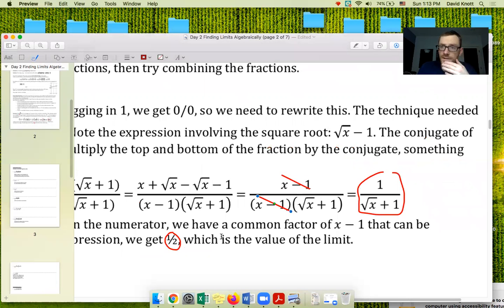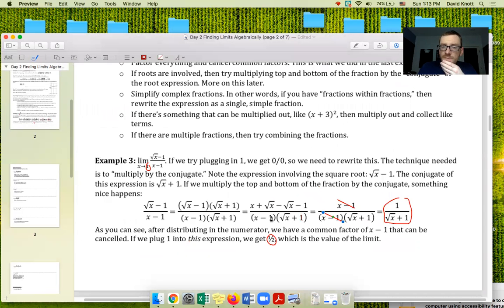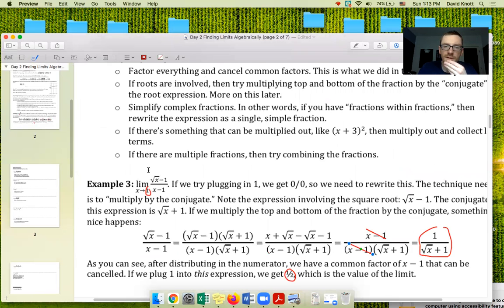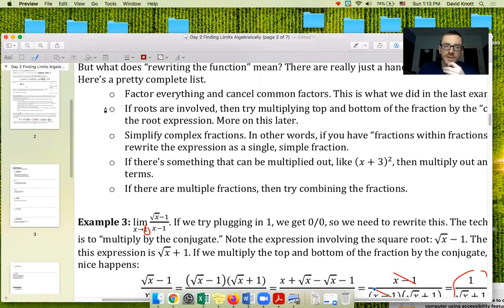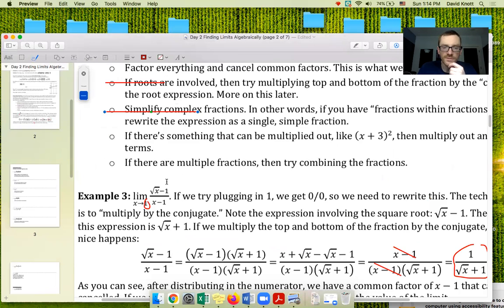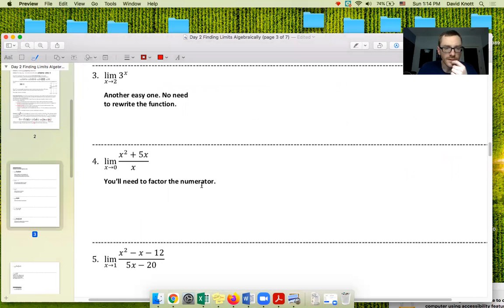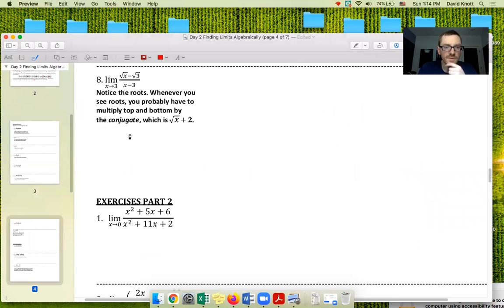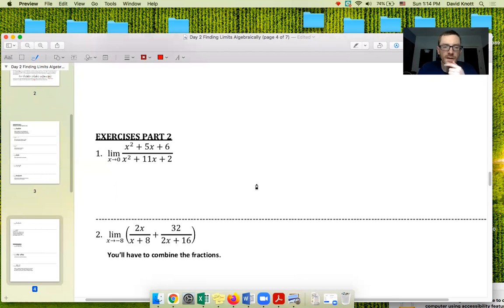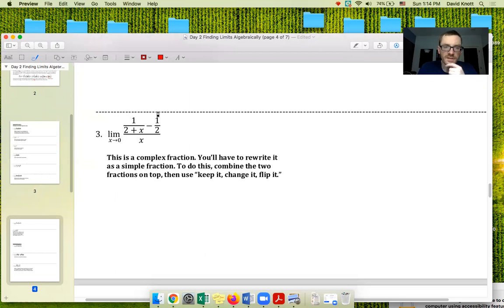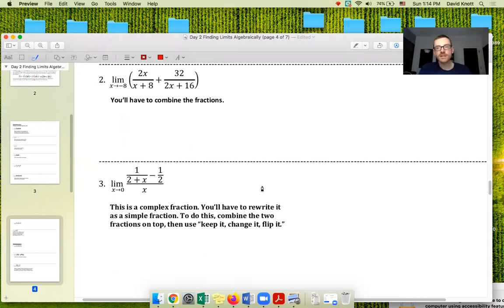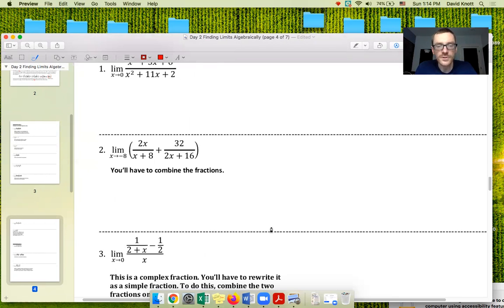So anyway, as I said, if you're going into AB, you should know this kind of process. If you're going into foundations, then I wouldn't worry. I would skip the problems involving roots, and I would skip the problems involving complex fractions, right? So I would skip problems like this one here, number 8. That's a root problem, and I would skip number 3 right here, and that's a complex fraction problem. But if you're going into AB, then you should do those.